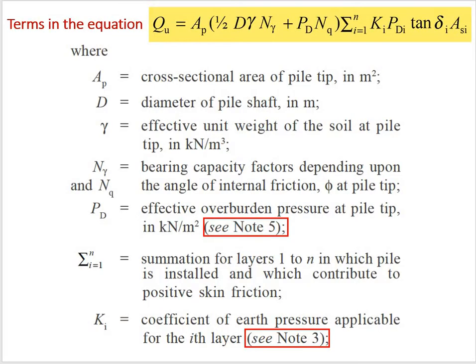Now moving on to the terms in this equation, you must be very careful about each and every term in the equation before solving such questions. Generally both types of problems are asked: either you need to find the capacity of a pile in a granular soil or in a cohesive soil. We will discuss both in detail. The first term, which indicates the end bearing resistance, is AP into half D gamma N gamma plus PD NQ, and we very well know that N gamma and NQ are the bearing capacity factors.